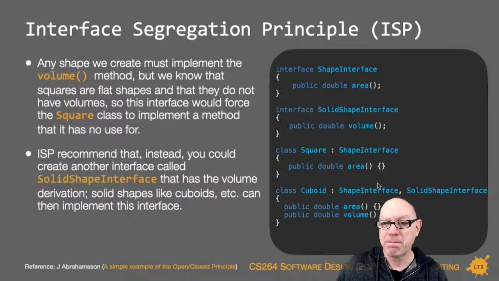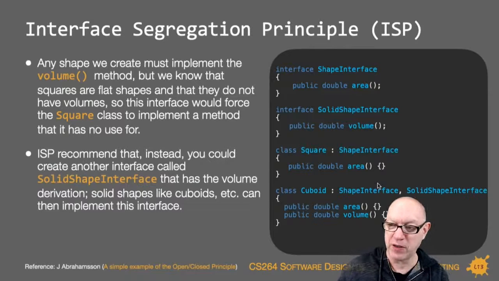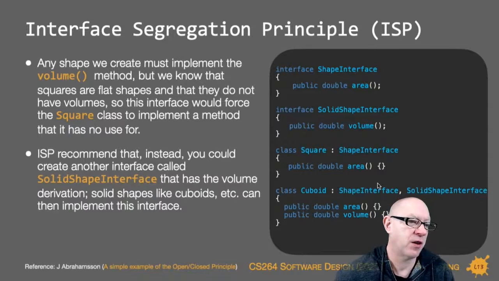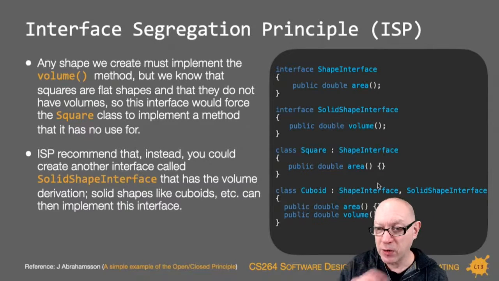So it says that any shape that we create must implement the volume method, but we know that squares are flat shapes and they do not have volumes, so the interface would force the square class to implement a method that it has no use for. You could say that the volume is 0, because all flat shapes will be 0, but it would be best not to do that.